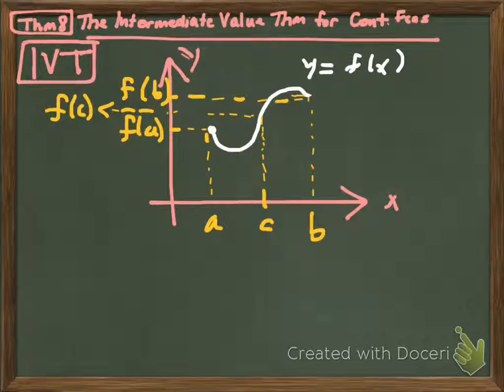Relate A, C, and B as x values to me. What's the biggest x value here? The biggest x value is B, right? And the smallest is A. And where is C? Somewhere in there. It's intermediate. C is the intermediate value. You see where we're going with this?